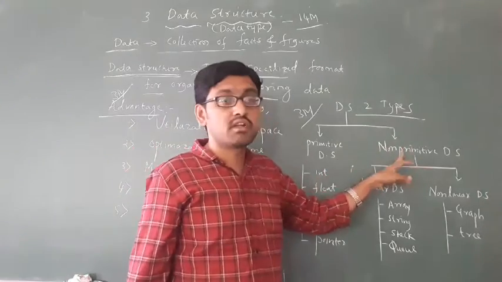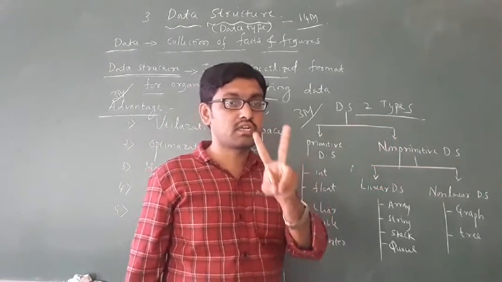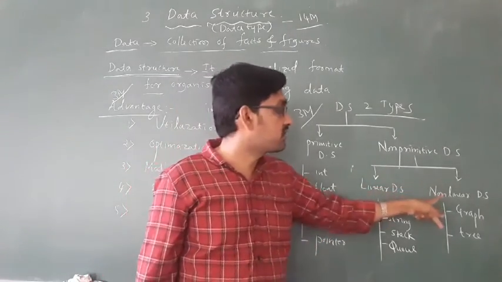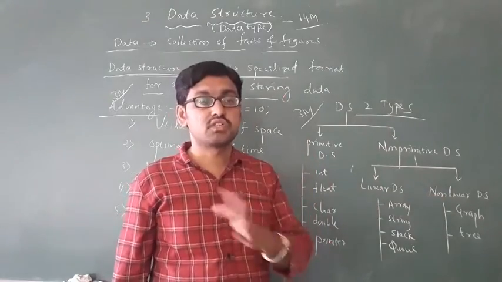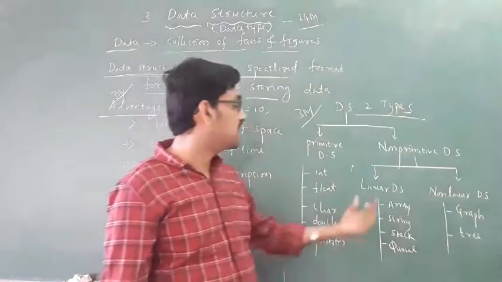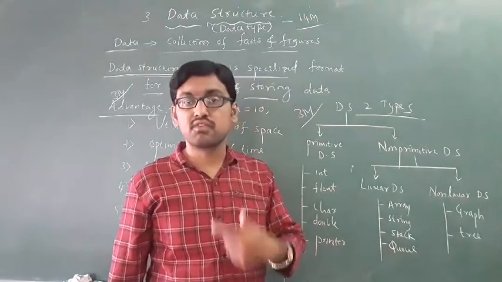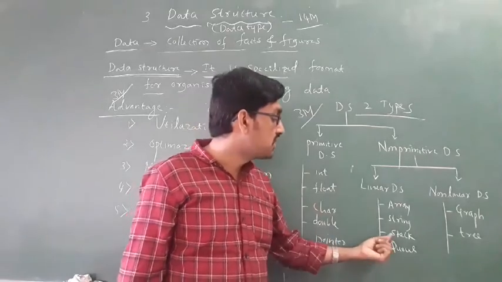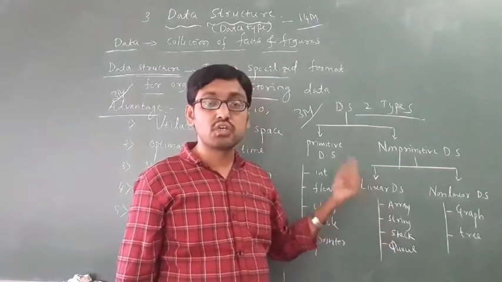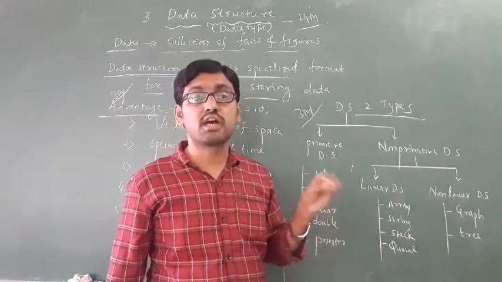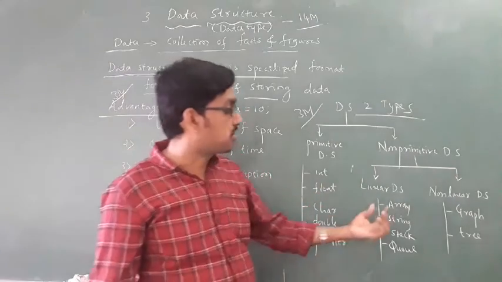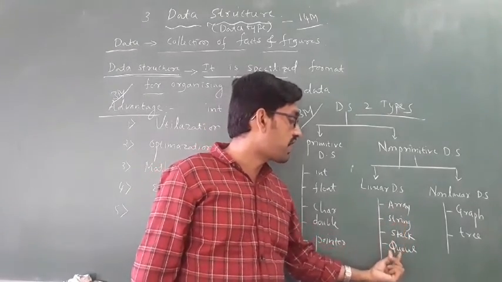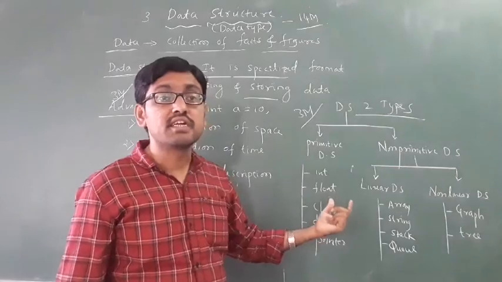Then the second one is a non-primitive data structure. Non-primitive data structure can be classified into two types. One is a linear data structure, second one is a non-linear data structure. Linear data structure examples, you already discussed in first year also: array, string, stack, queue. This year you have to discuss the stack and queue. Array is a very important chapter this year, including array programs. These are the examples for linear data structure.